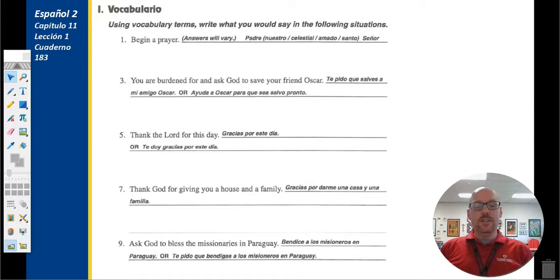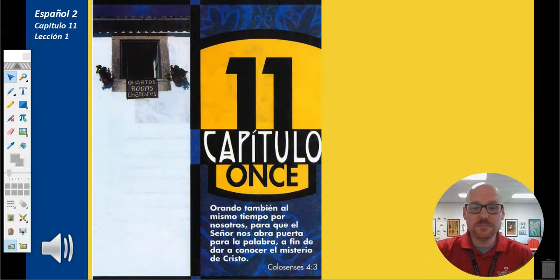And then número 9, ask God to bless the missionaries in Paraguay. Bendice, there's the polite request, the command, the imperative. Bendice a los misioneros en Paraguay. Or you could say, te pido que, we ask that you bendigas a los misioneros en Paraguay. We ask that you bless the missionaries in Paraguay. If you have any questions about that homework, make sure that you get with me and ask those questions so that we can make sure that you understand why you missed what you missed.